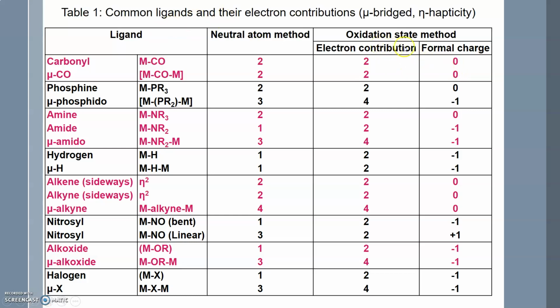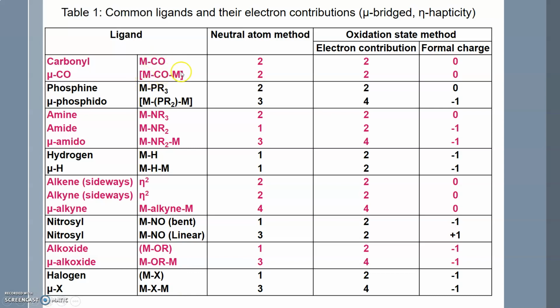The last two columns further contain two different components: one is the electron contribution and the other is the formal charge. This formal charge refers to the actual charge. Sometimes we call it a neutral ligand, a negatively charged ligand or a positively charged ligand. That refers to the formal charge. In the mode of binding, this represents the terminal binding, that is M-CO, M-PR3, M-H, M-OR. All these represent terminal binding.